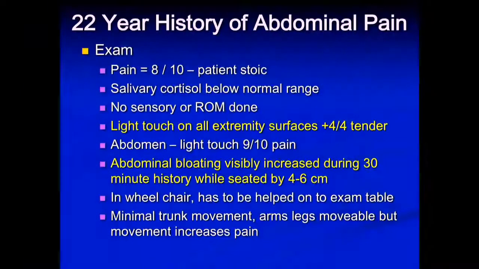Arm and leg movement. If she moved her arms and legs, she got weak and faint, and her body pain went crazy. So the exam was pretty minimal because you couldn't touch her. Pain was an 8 out of 10. She's very stoic. You know, some people say, oh yeah, I'm a 9, and they're smiling and happy. And she's sitting there focusing, but her pain was realistically an 8. She was not dramatic. She had no exaggerated pain behavior. Her salivary cortisol from the data that she had, so her adrenals were depleted.